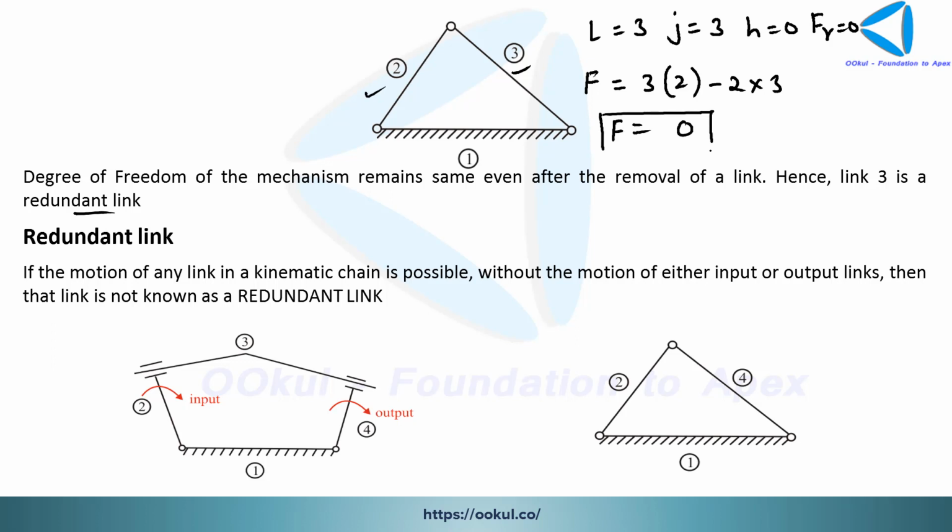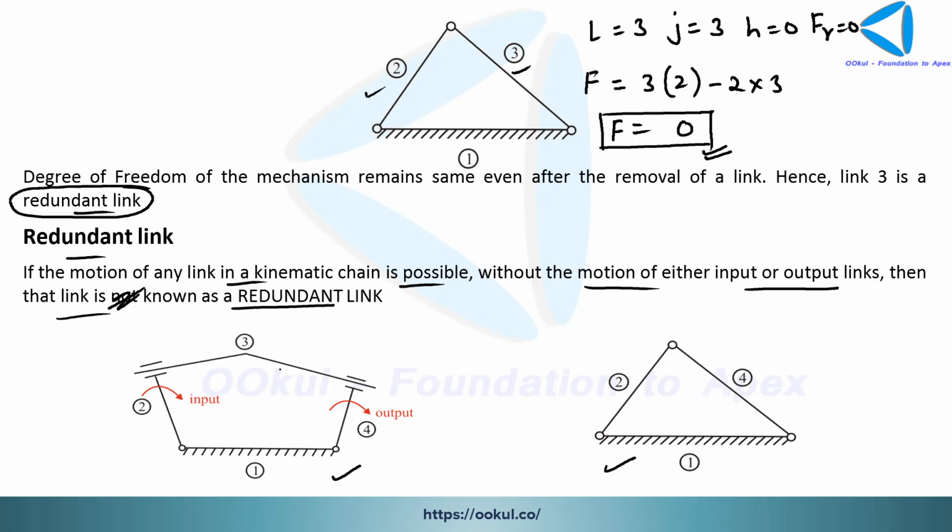So from this we can understand that even if we remove the link, a link whose motion was not part of the mechanism, our degree of freedom of the system does not change. That means that sort of link is known as a redundant link. Clear? So here it is written: if the motion of any link in a kinematic chain is possible without the motion of either input or output links, then that link is known as a redundant link.